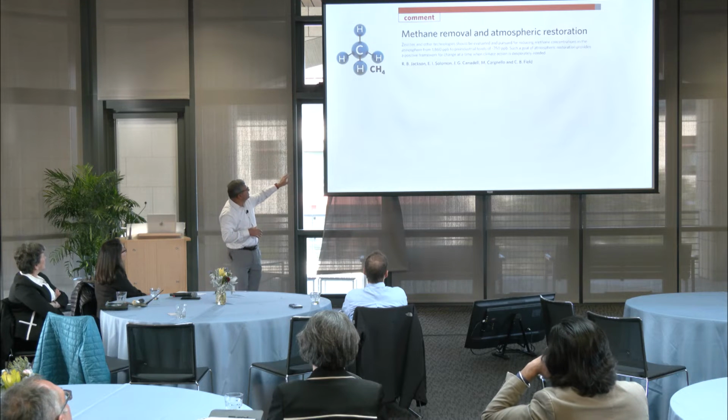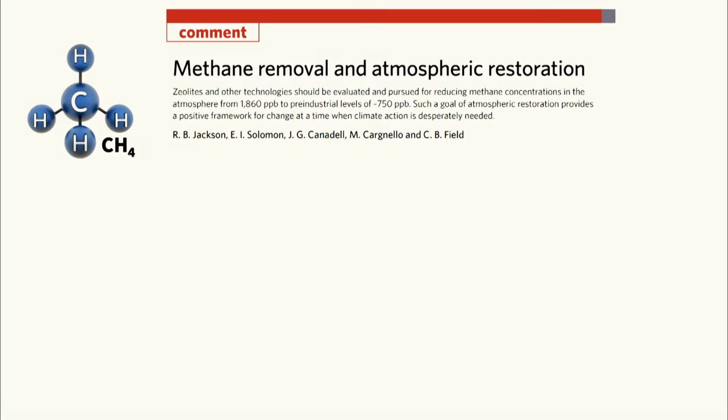Okay. So there was a really important paper that came out from Stanford. This is Rob Jackson, Ed Solomon, chemistry department, Matteo Cargnello in chemical engineering, and of course, Chris Field. Of methane removal and raising the issue of can we remove methane from the atmosphere because of the climate impacts.